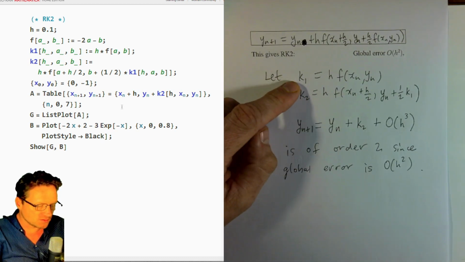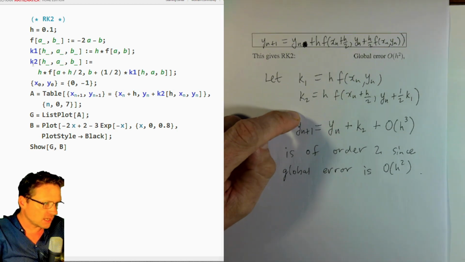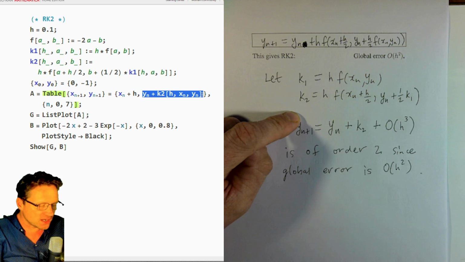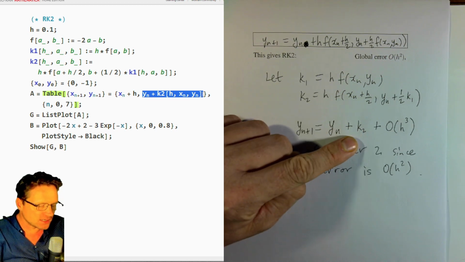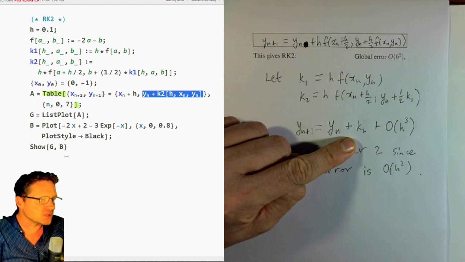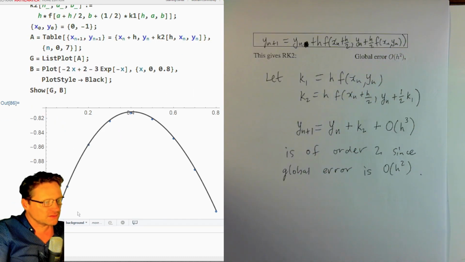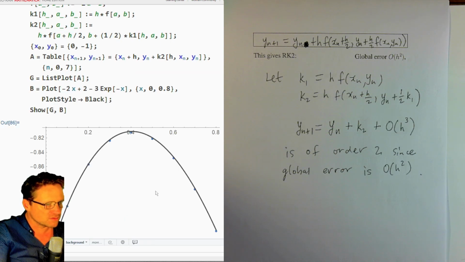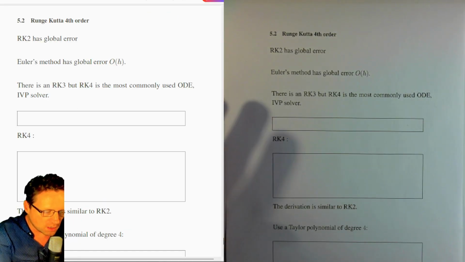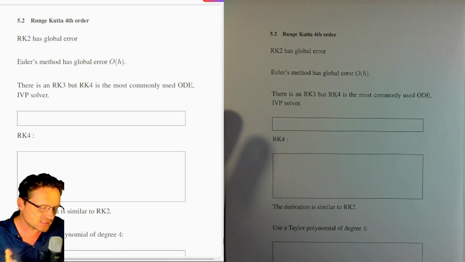So I have entered these functions, k1, k2, and then here for yn+1, we now have yn plus k2 of h, xn, and yn. So let's run this, and we can see that these dots are pretty close to the analytic solution. So let's compare this with what we got above. These look almost identical. Okay, so RK4 is developed in a similar way.